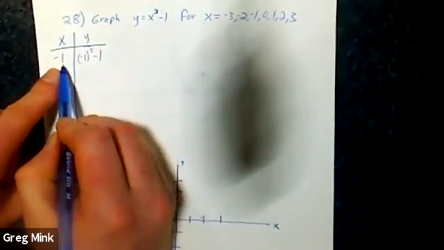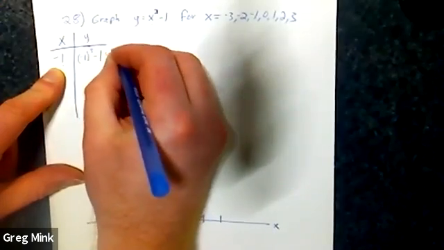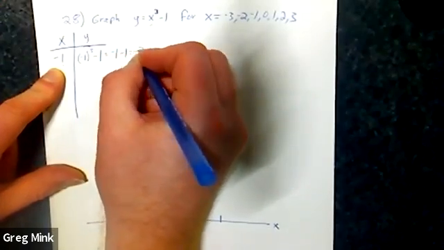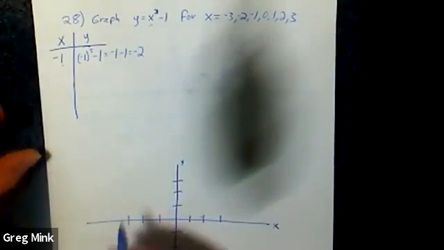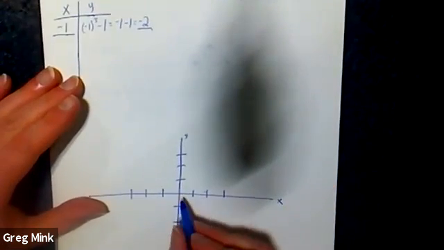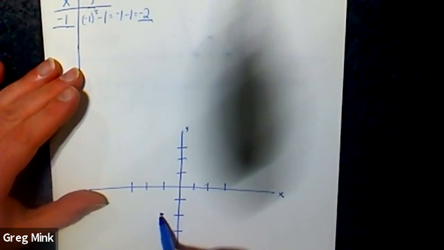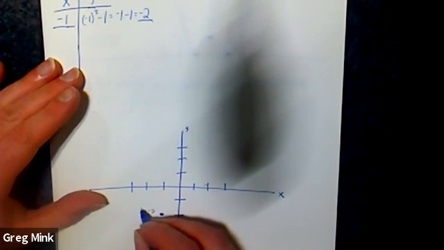Notice I'm taking the -1 and putting it in for the x. This is -1 minus 1, that's going to be -2. So I see that I have the point -1 comma -2 on my graph. So if I go over here, down here, -1, -2 is right here. Okay, I'll do some more points.